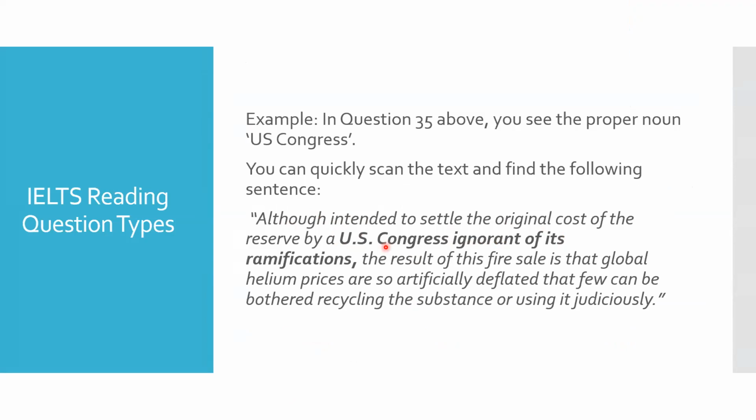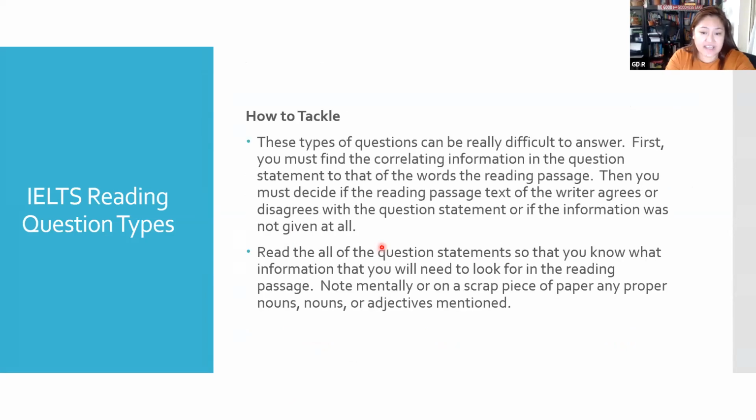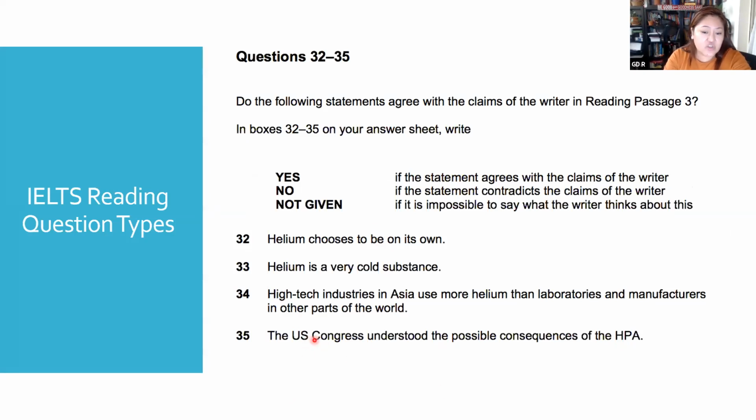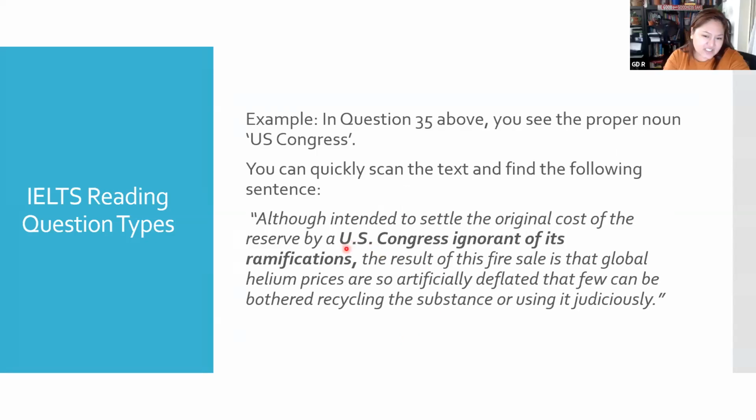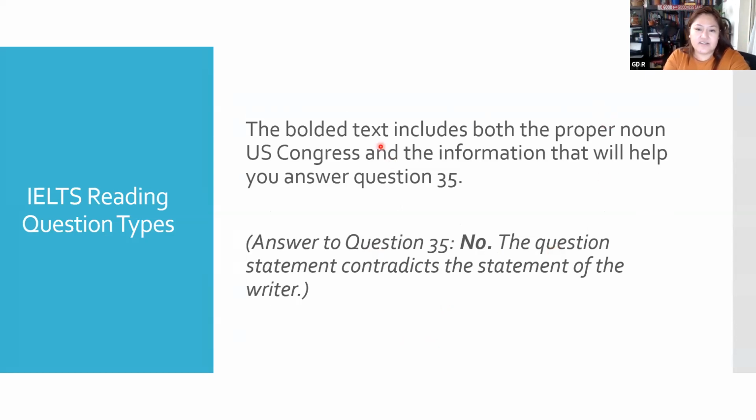Contradict. It contradicts because again, the first statement says U.S. Congress understood. In the passage, it says U.S. Congress is ignorant. So it's the complete opposite. So it's a no. Okay, good. So the question statement contradicts the statement of the writer.